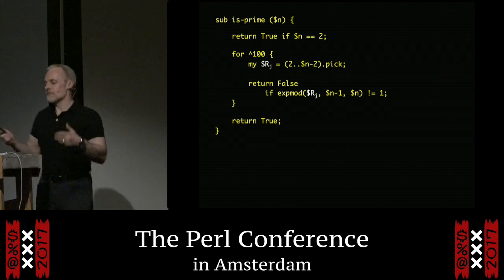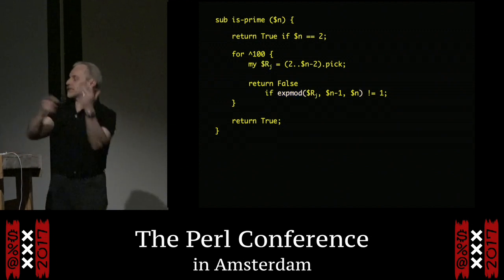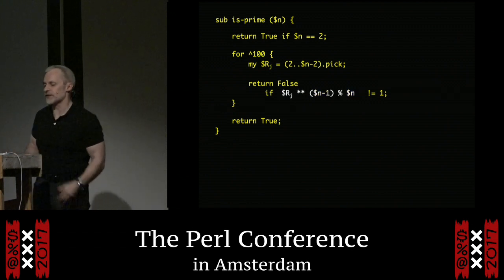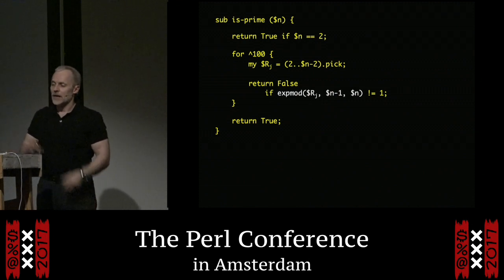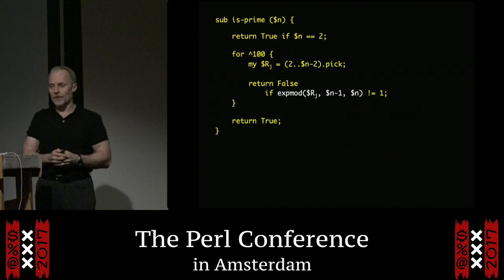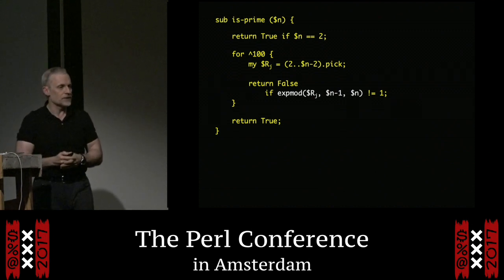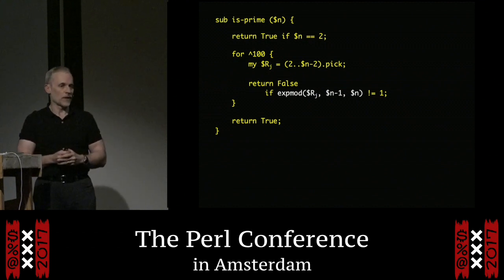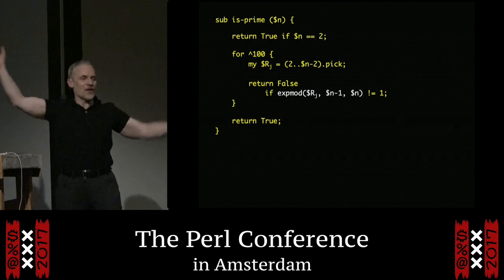And what do we do? We take R sub j, raise it to the power of n minus 1, and then mod it against the original n. And I could have just written that as R sub j to the n minus 1 mod n. But this exp mod is also built straight into Perl 6, and it is very, very much more efficient than taking two big numbers and raising them to an enormous number and then doing a mod.